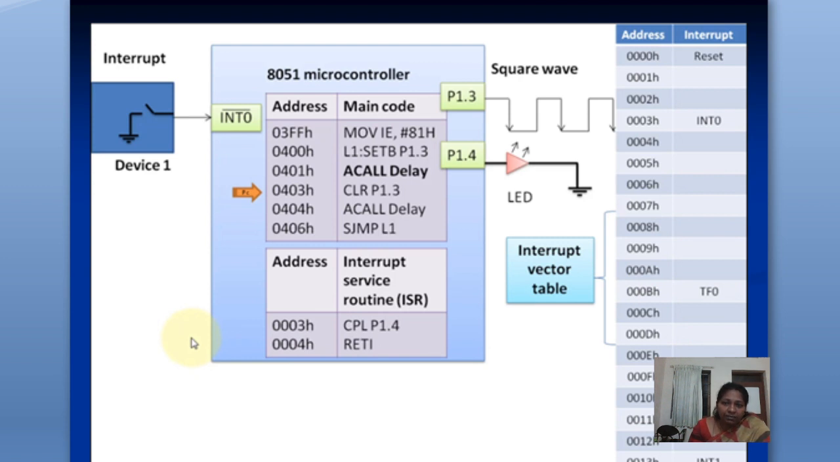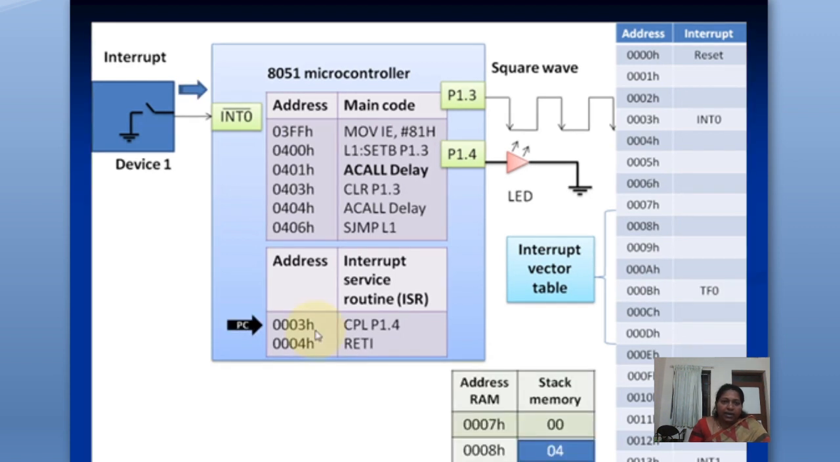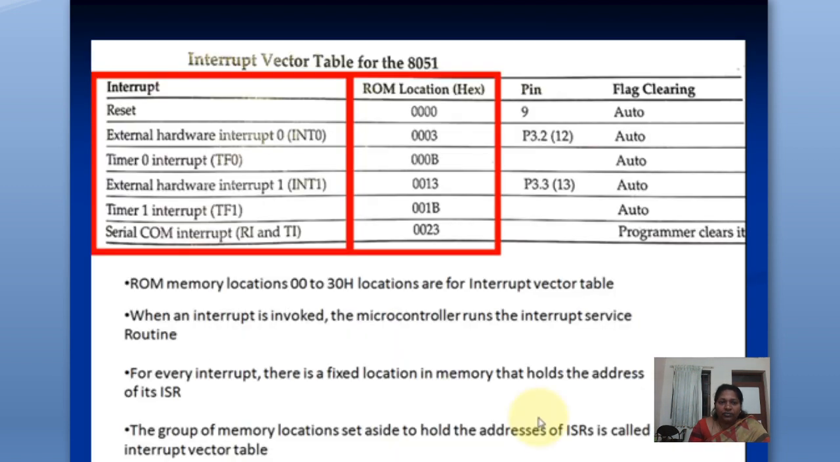So it is there in the main code, but when an interrupt occurs, it will change the condition, that is, it is complementing the port. If it is high, it will make it low. If it is low, it will make it high. So you can very well try this program in KLC and see how it functions.